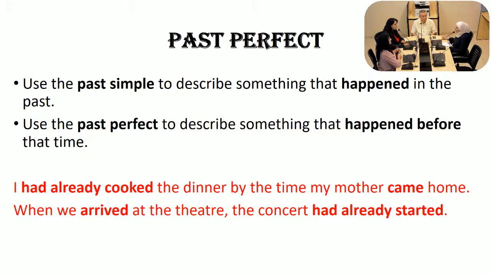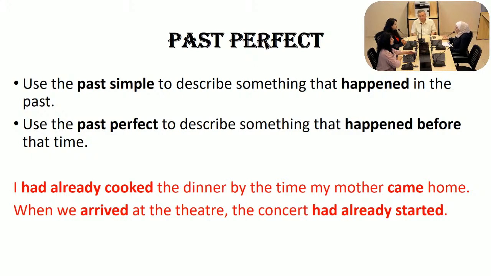Past perfect is when we have two actions in the past. A past and an earlier past. So one happened before the other, and we have a time between them. Yes, so we use the past simple to describe something that happened in the past, and we use the past perfect to describe something that happened before that time.